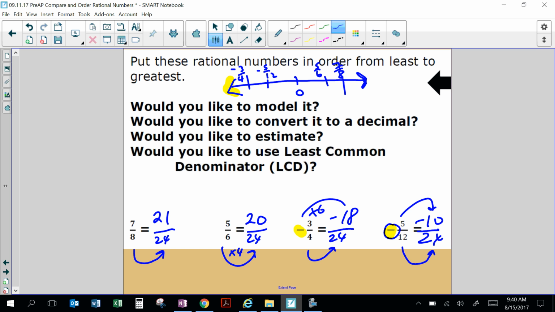I used common denominator. I could have used decimals. If I divided 7 divided by 8, I believe that is 0.875. 5 divided by 6, I believe that's 0.833 repeating. If I divided 3 divided by 4, or go to place value, that'd be negative 0.750. And 5/12 is a little less than half, so I'm going to say like negative 0.400-something. So negative 0.750 is farthest left from 0, then this one, then this one, then this one is the greatest.